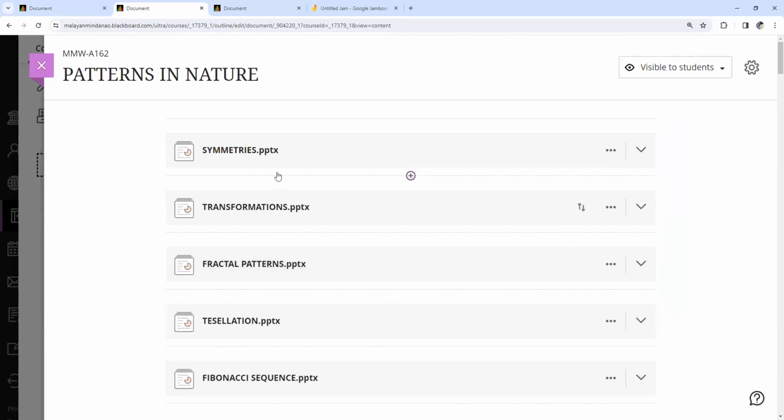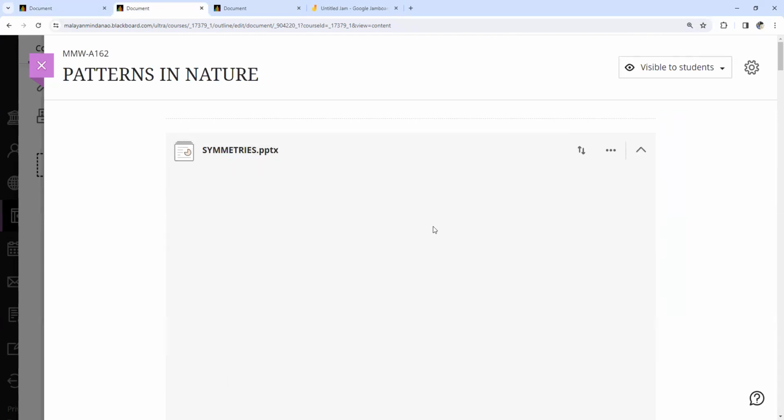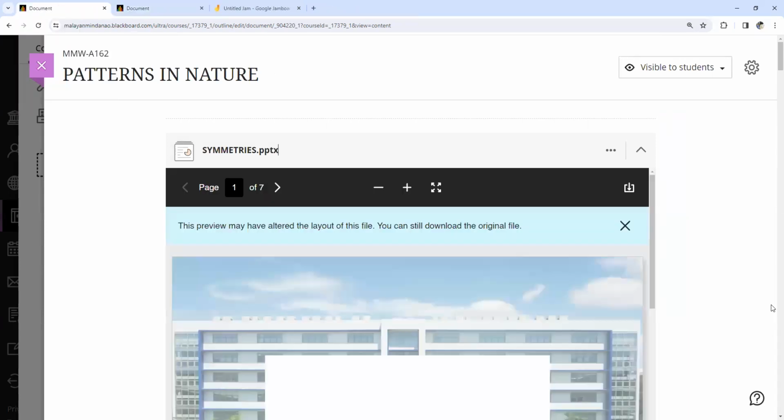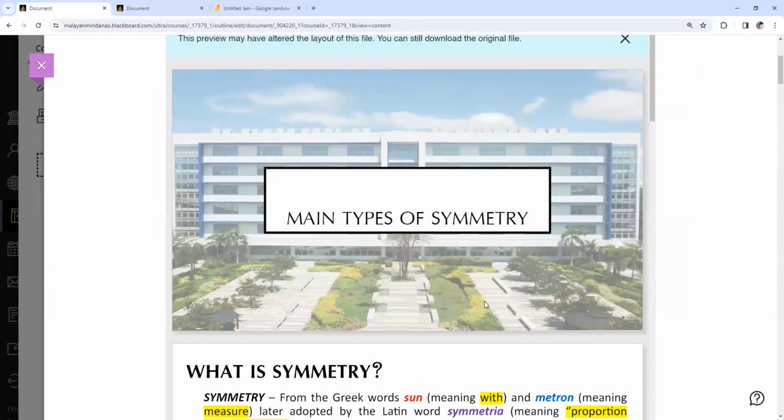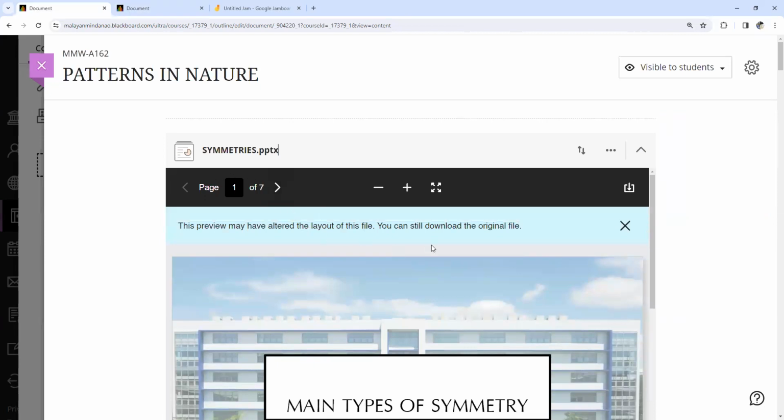And to learn more about combinations, I recommend that you read our PowerPoint presentations and do your own self-study. But now I have to do another crash course on patterns in nature.